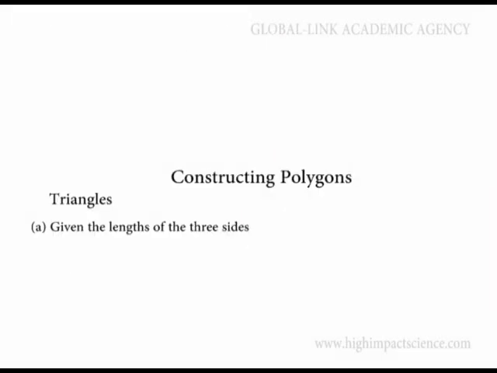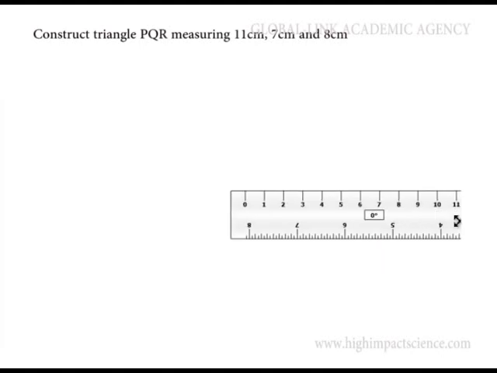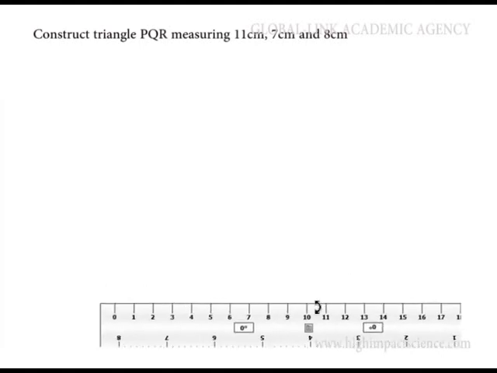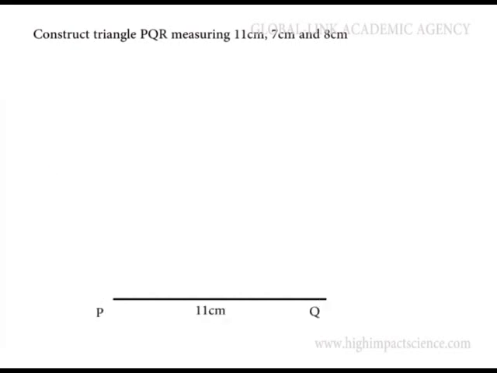Next is construction of polygons, and we start with triangles. First triangle, given the lengths of the three sides, and we are going to construct a triangle PQR measuring 11 centimeters by 7 centimeters by 8 centimeters. Take a ruler and draw a line 11 centimeters. You can label the points PQ.